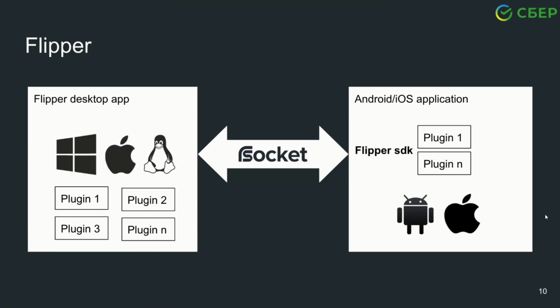Flipper has two parts. The desktop part that runs on every major OS, and SDK that you have to install into your application. Desktop part consists of a bunch of plugins, each of which represents a separate feature. SDK has corresponding plugins that provide data to the desktop part. Those two parts communicate with each other by AirSocket over ADB in case of Android.